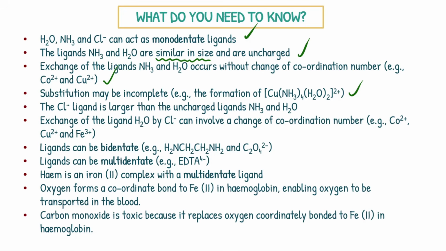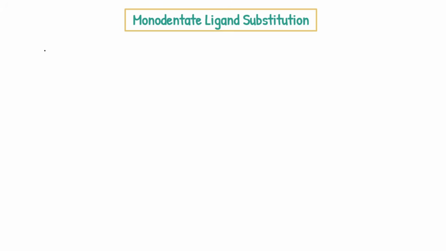Next part we're going to look at is chloride ligands. How are they different to ammonia and water? And you need to know the equations for the examples of cobalt 2+, copper 2+, and iron 3+, and we'll look at that right now. All right, so as I said, from the spec, guys, we need to know copper, cobalt, both of those 2+, and then iron 3+ state.